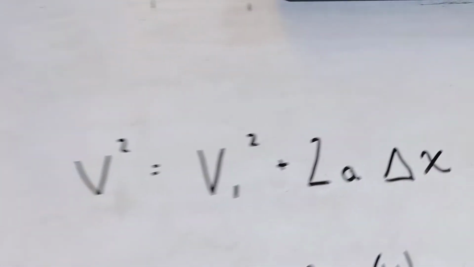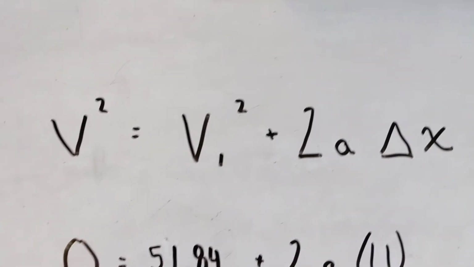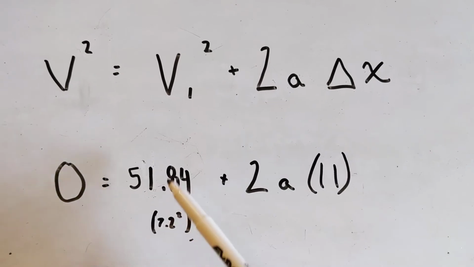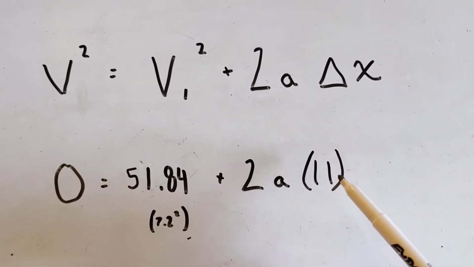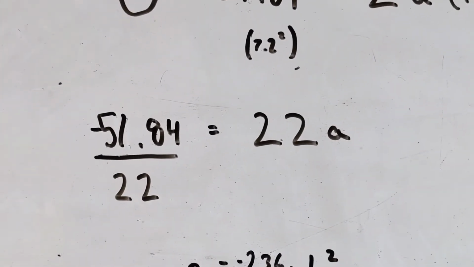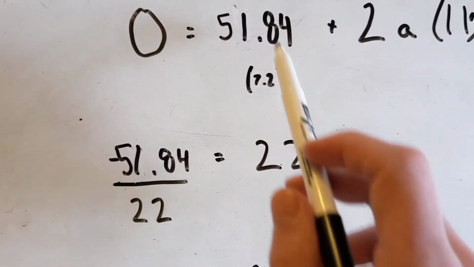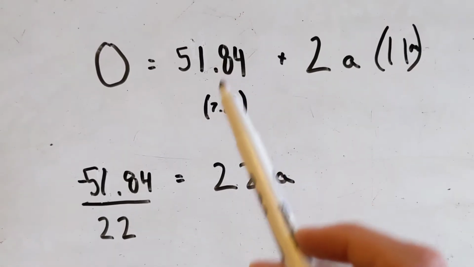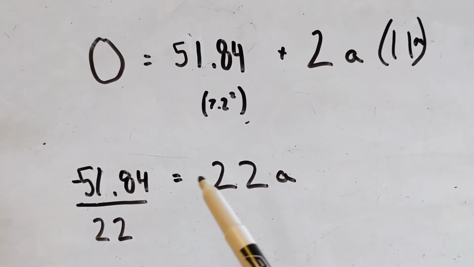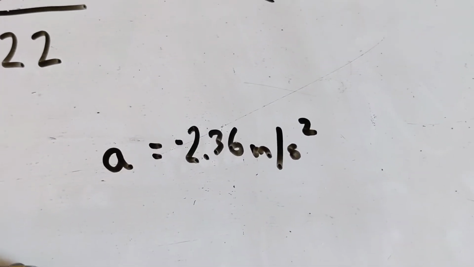This is the equation that we're going to need: V final squared equals V initial squared plus 2A multiplied by displacement. If we put our numbers in there, our V final is 0, so 0 squared equals 7.2 squared, which is 51.84, plus 2A times 11 meters. Working that out, we move 51.84 over to the other side, so it's negative 51.84, because you're reversing the order of operations. 2 times 11 is 22A. So negative 51.84 equals 22A. Divide this by 22, and it equals negative 2.36 meters per second squared.